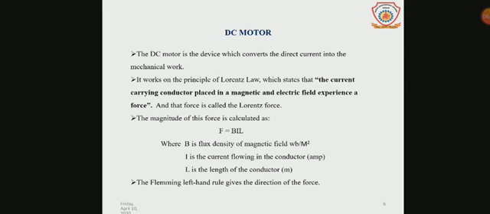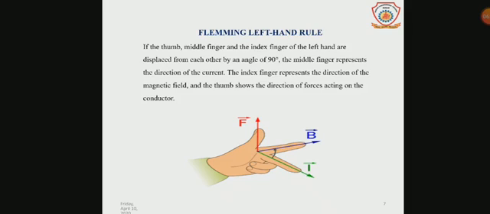The magnitude of this force is calculated by the formula F = BIL, where B is the flux density of the magnetic field, I is the current flowing in the conductor, and L is the length of the conductor. Now, the direction of force, which determines which direction the motor spins, depends on two factors: the direction of the current in the conducting wire or the direction of the magnetic field.